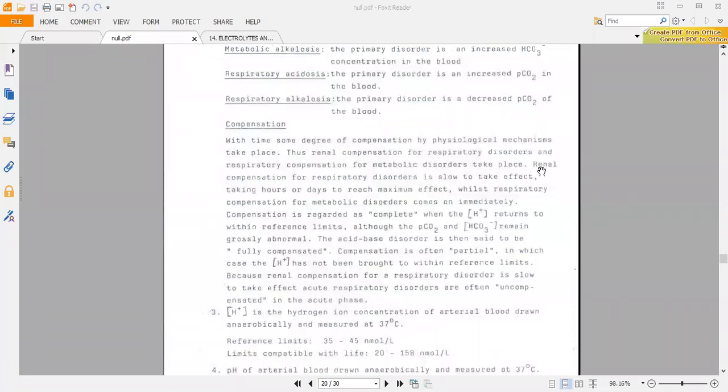Renal compensation for respiratory disorders is very slow, though the kidneys are effective. They take a lot of hours or even days to reach maximum. But the respiratory compensation occurs quickly. Good. So I've given you the differences.